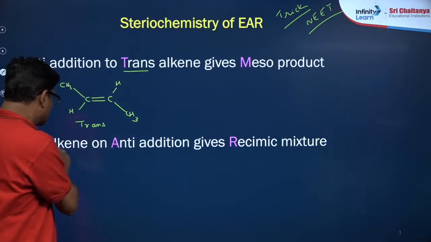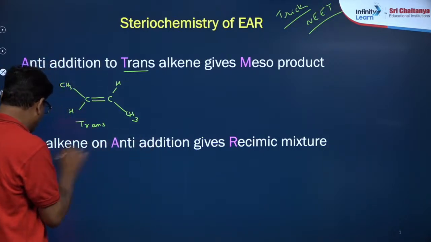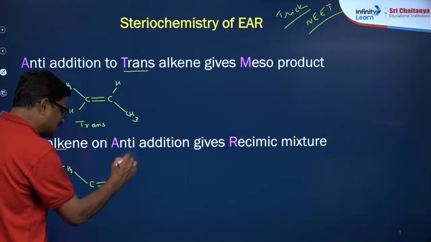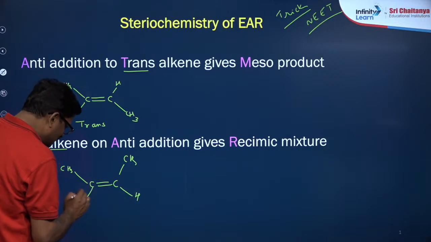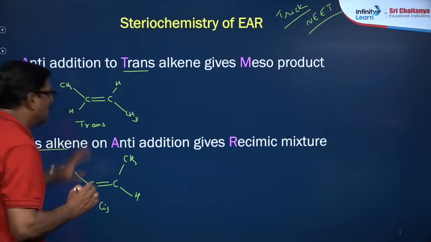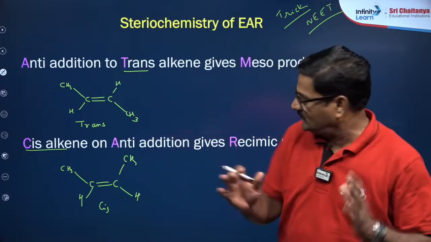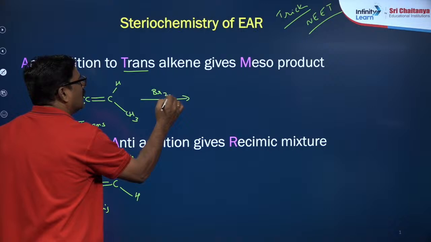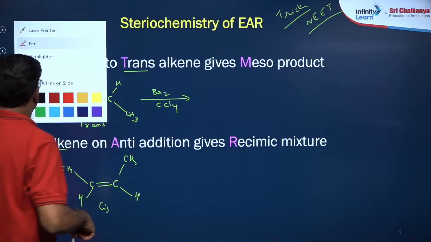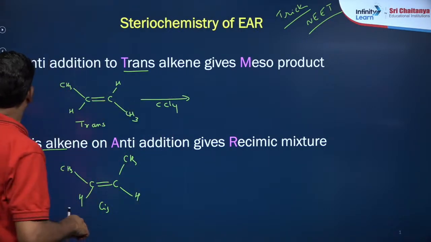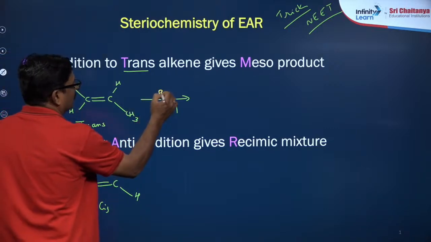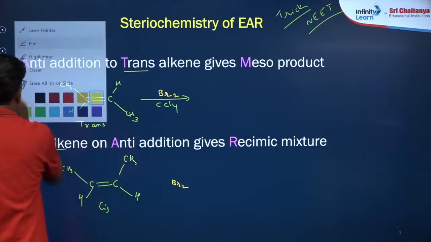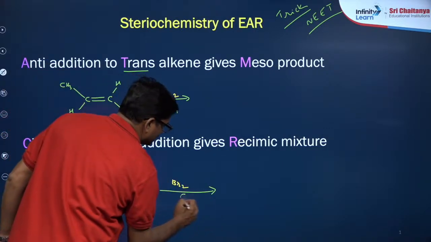Okay. So cis alkene on anti-addition. So what is the cis alkene? Cis alkene is CH3, C double bond C, CH3 and H. So this is the difference between cis alkene and trans alkene. In this cis alkene and trans alkene, if you add Br2 in the presence of CCl4, I just want to give you bromine in yellow color for you. Here also Br2 in the presence of CCl4.